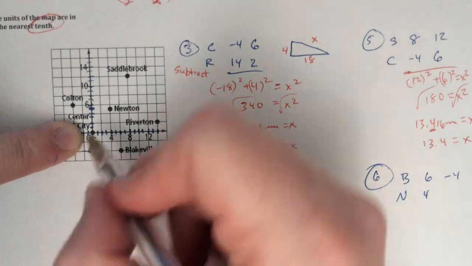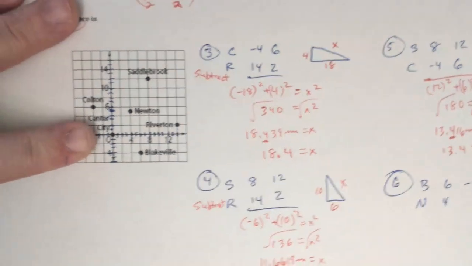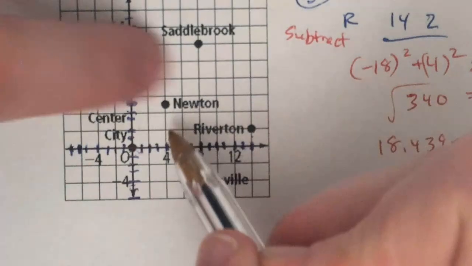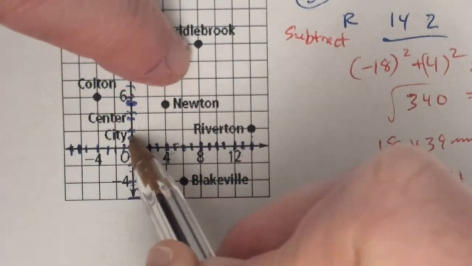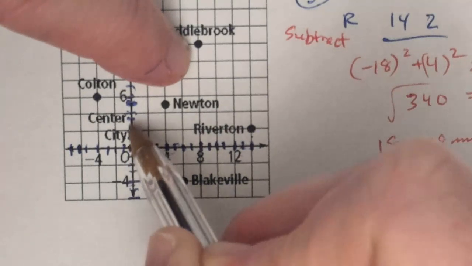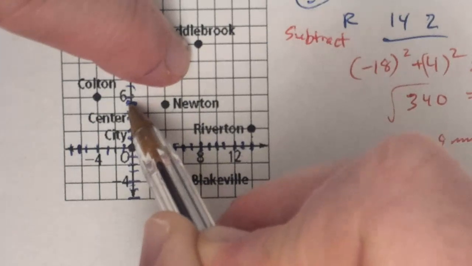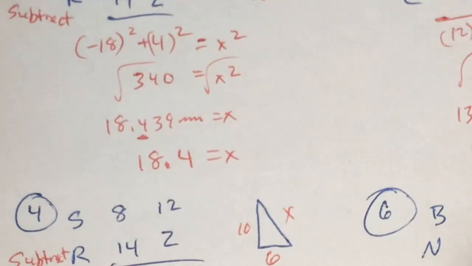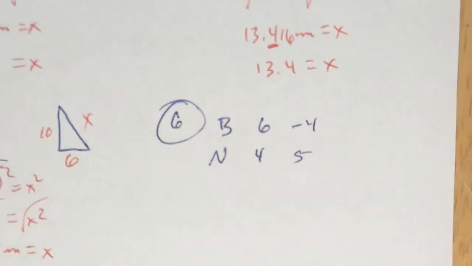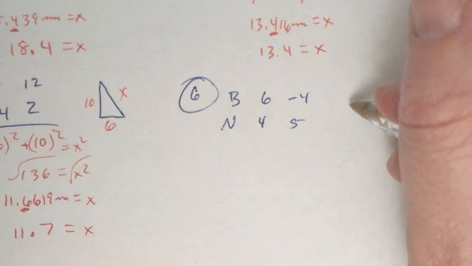And now here's the part that a lot of people get wrong. Ready? 4. And we're going up to here. So this is, I'm going to zoom in here. For Newton, we're trying to get to Newton. Okay, we went 1, 2, 3, 4, 5. That's 5 right there. So that was 4, 5. All right. So Blakeville to Newton. So we have this.